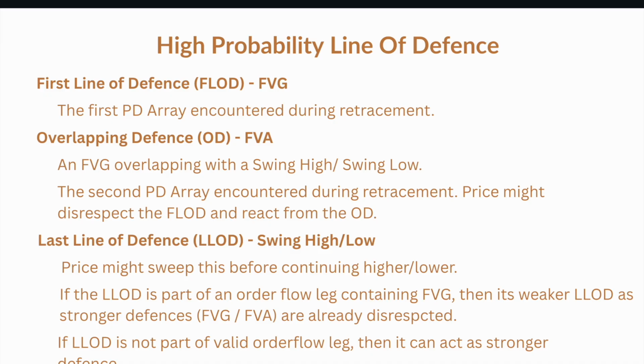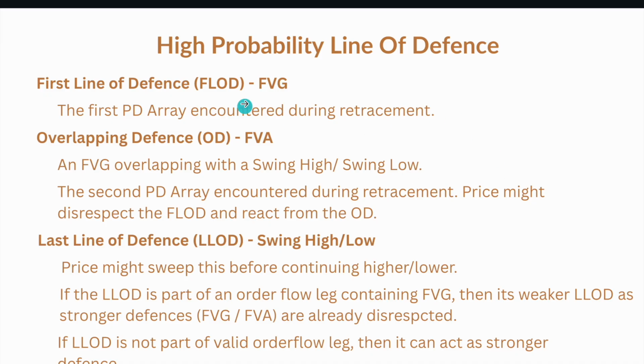Why high and low probability? Because in our order flow leg, we have all the PDRAs like fair value gap, fair value area, swing high and swing low. Now depending on the price action, different PDRAs could be different types of line of defense. Fair value gap could be first line of defense, or fair value area could be first line of defense, or swing high or swing low could be overlapping defense or last line of defense. Depending on that, we have higher probability line of defense and lower probability line of defense.